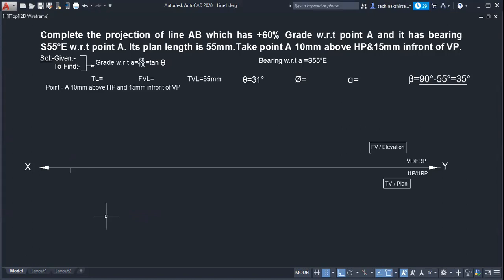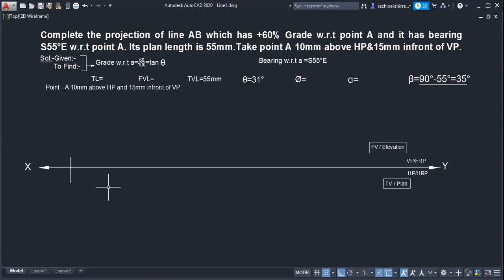How much distance is it above HP? 10 mm. Very good. Similarly, how much is it in front of VP? 15 mm. Then what can I do here? Locus. Look, first distance.